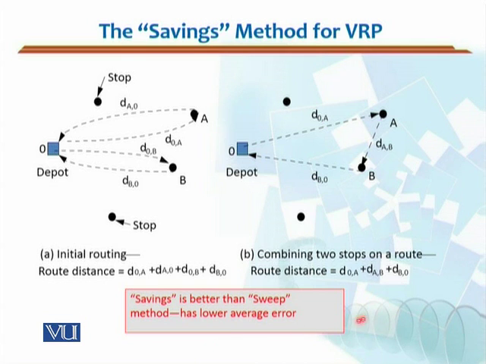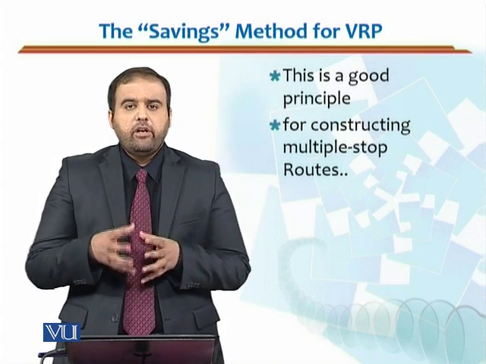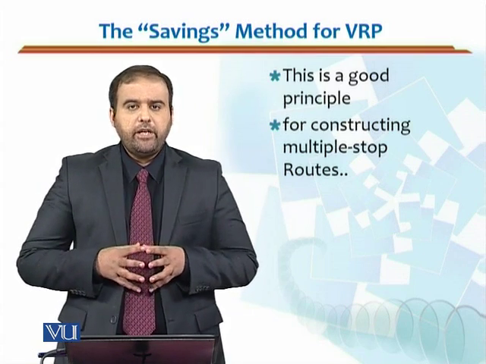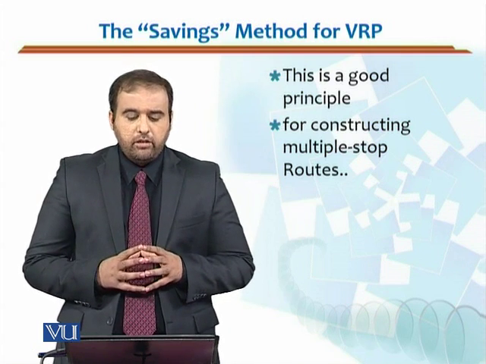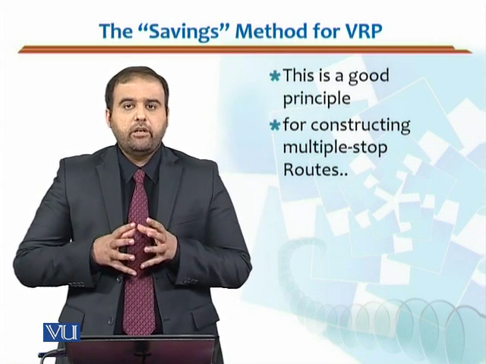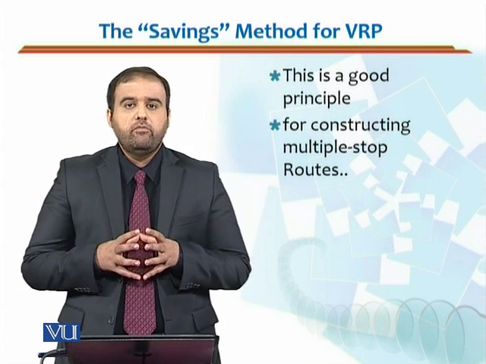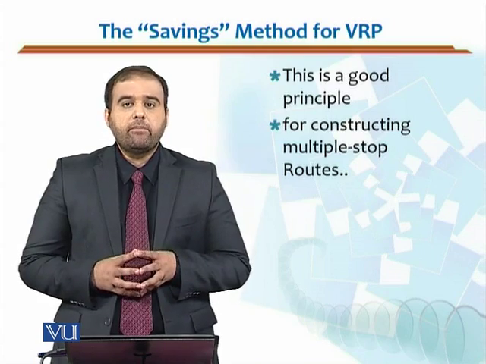तो saving is actually better than the sweeping method, has lower average error. इसके अंदर जो error की percentage है वो कम है. It works in most of the situations rather than जो आपके पास sweep method था, that works for some situations, और उसमें reliability जरा थोड़ी कम थी. Saving method has more reliability. एक बिल्कुल simple सी example लेके हमने उसको discuss किया. Good principle for constructing multiple stop routings. बहुत सारे multiple stops जो हैं वो बना सकते हैं. तो it's a better method, more reliable one than the sweeping method. Thank you.